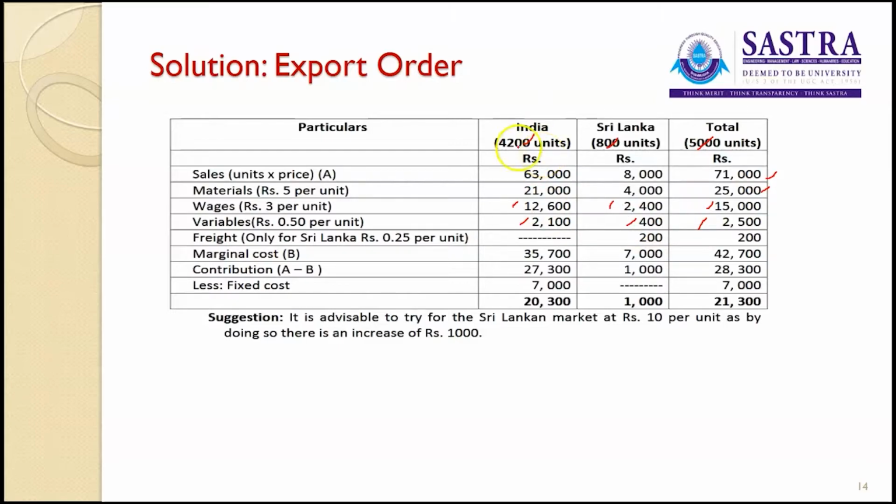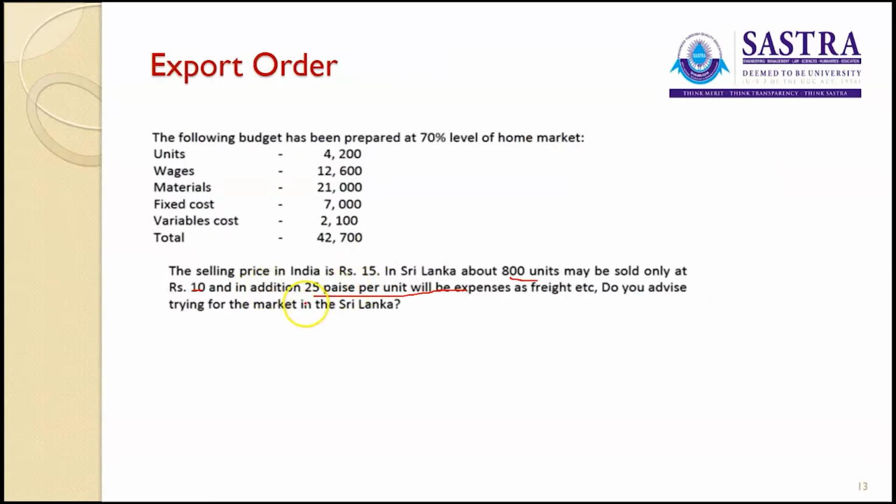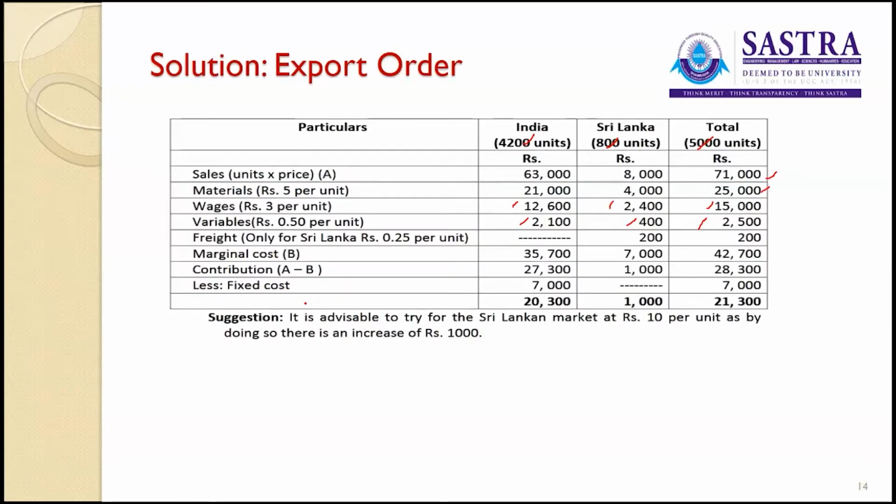Now, what is your price for your Sri Lankan market? See here, for the Sri Lankan market, we have an addition of 25 paise per unit. So that 25 paise per unit has to be added here. For the Sri Lankan order only, 25 paise per unit is 200. Now the total of your marginal cost, inclusive of your materials, wages and variables and freight for your Sri Lankan market, is 35,700, and with 7,000 we get 42,700. Now contribution is 63,000 minus this 35,700, we'll get 27,300. Now 8,000 minus this 7,000, we'll get 1,000. Now 71,000 minus this 42,700, we'll get 28,300.